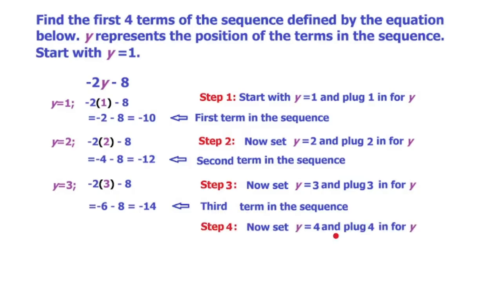So now we set y equals to 4 and plug 4 in for y. And it looks like this. Negative 2 times 4 minus 8. Negative 2 times 4 is negative 8. Minus 8 equals negative 16. This is the fourth term in the sequence.